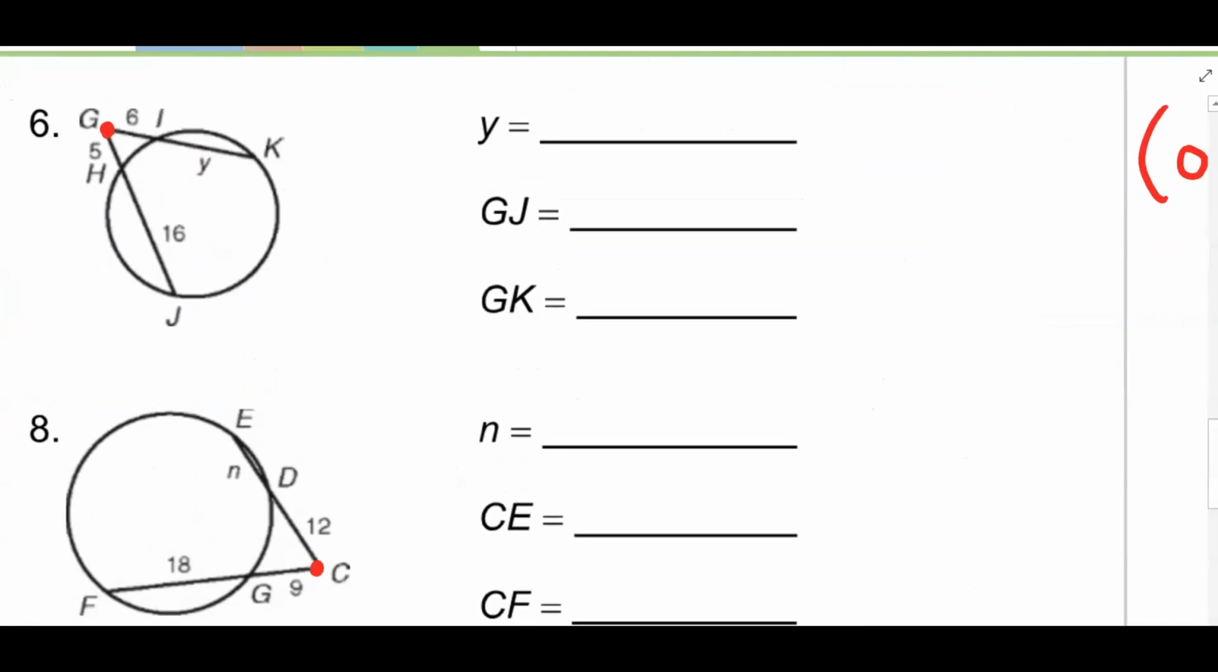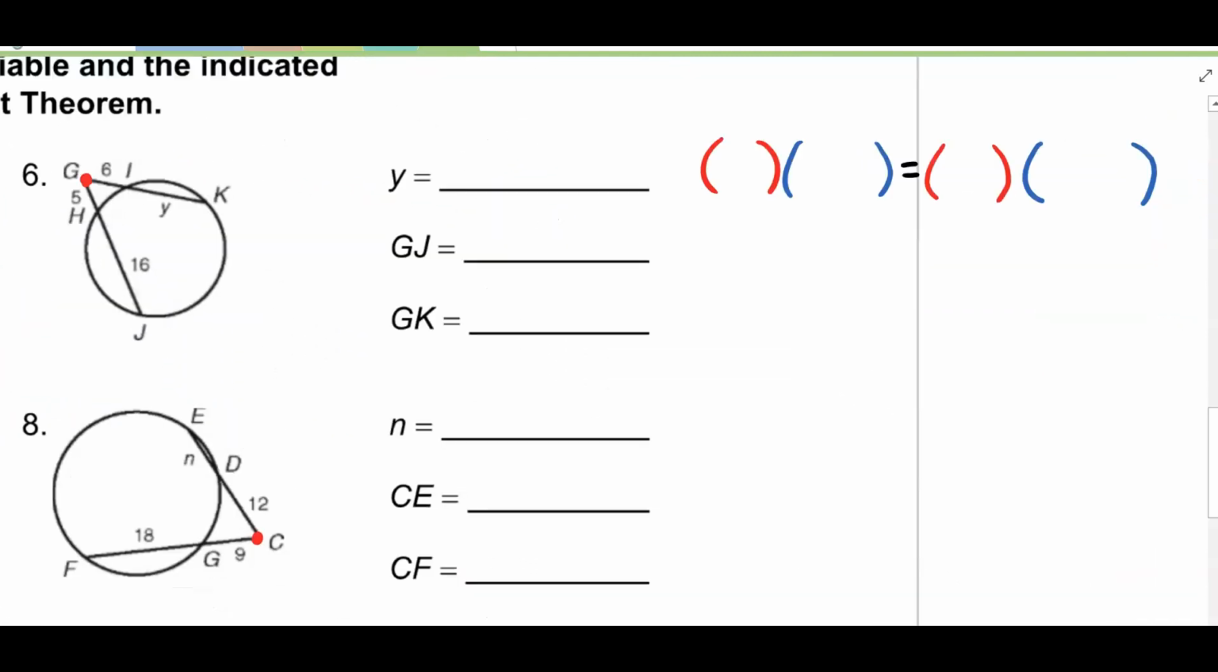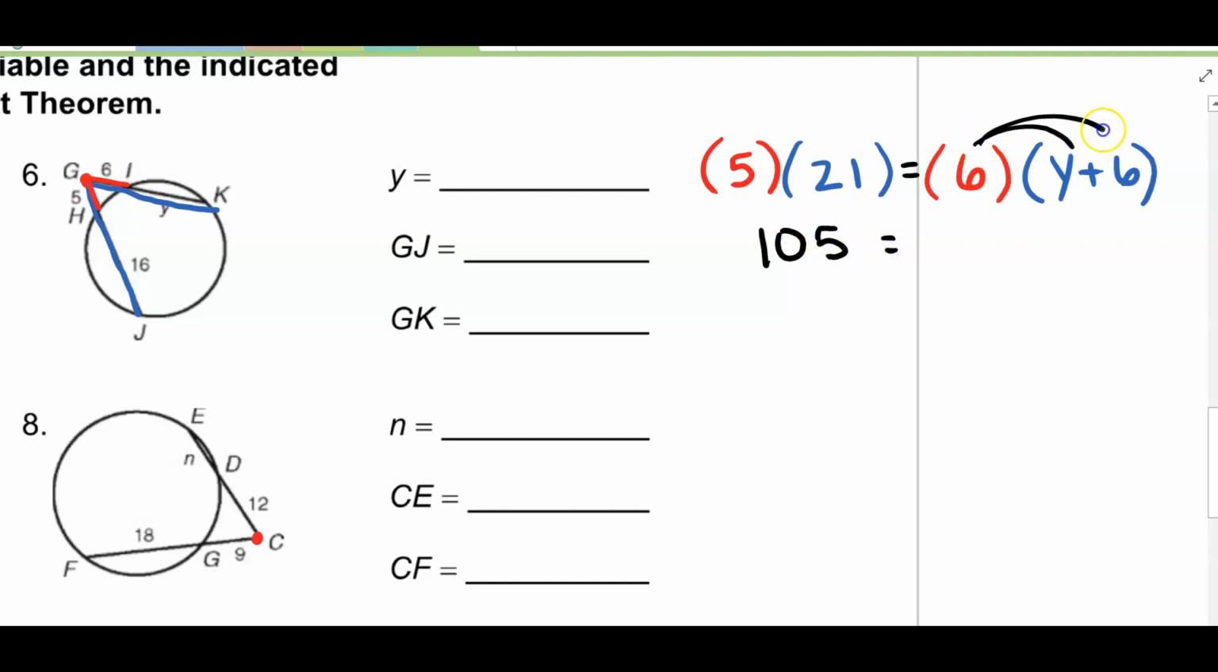Number 6. Okay, so we have an outside of 5 times the whole of 5 plus 16, so that's 21, equals the other outside of 6 times that whole of 6 plus y, or y plus 6. Okay, so 5 times 21 is going to give us 105. Then I need to distribute this 6 here to get 6y plus 36.